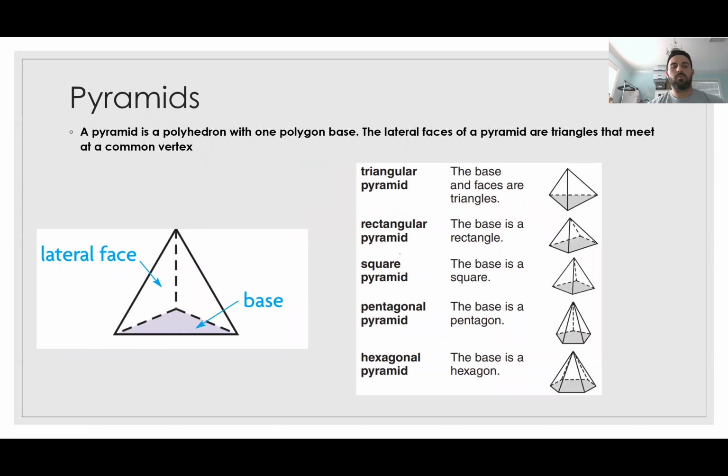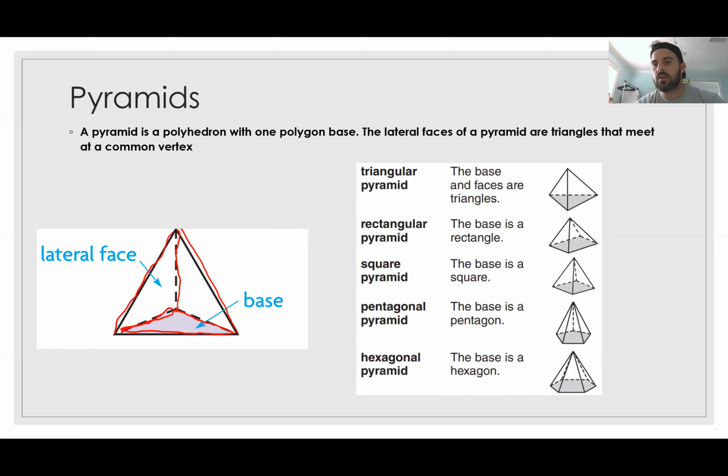Now let's move on to pyramids. A pyramid is a polyhedron with one polygon base. The lateral faces of a pyramid are triangles that meet at a common vertex. The easiest way of identifying a pyramid is that it has a base. It has one face, in this case a triangle, and the lines on the sides meet at one specific point.